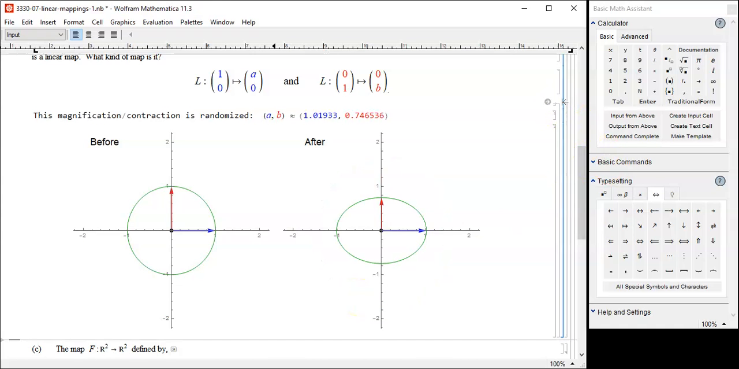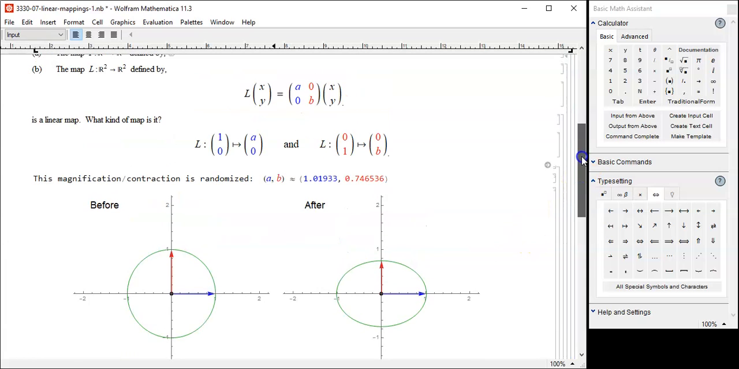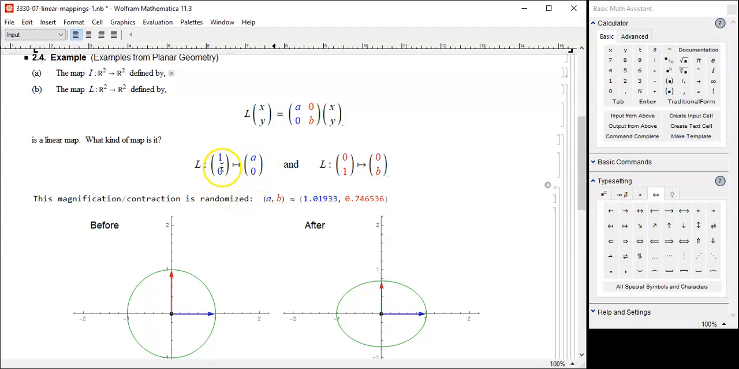Let's run this again. This time A is about 1.019 something, so pretty close to the original, but this is compression in the vertical direction. In the E2 direction, it's a compression. 0.74 something, pretty close to about 3/4. And as you can see, we have an ellipse, which is elongated in the horizontal direction, or crushed, contracted in the vertical direction. So you can see those simply by looking at the image of those basis vectors. (1, 0) is going where, (0, 1) is going where.